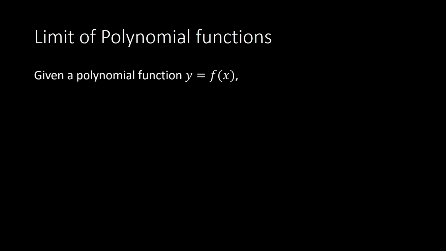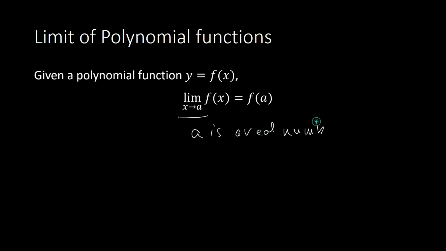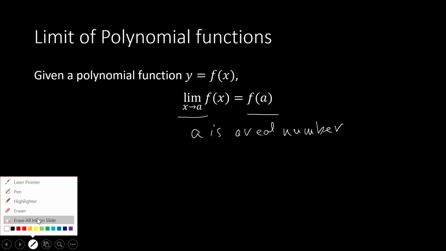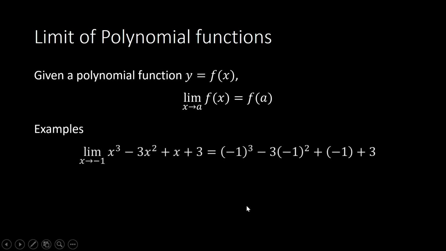If we have a polynomial function and we are finding the limit of the function as x approaches a, where a is a real number, all we have to do is just evaluate the function when x is equal to a. So that is like direct substitution. Evaluate f of a. Let us find the limit of this function as x approaches negative 1. It is a degree 3 polynomial function. And so what we do is we just evaluate what is f of negative 1. And it's equal to negative 2.